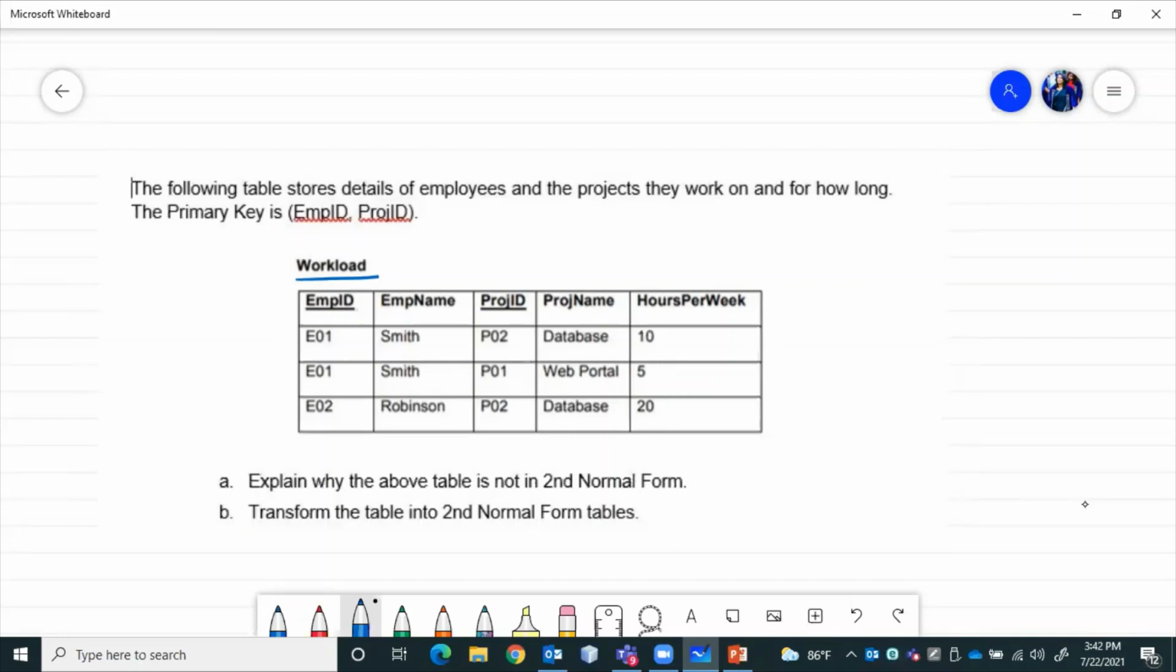Explain why the above table is not in the second normal form. Yes, got an answer: partial dependencies are there. Very good. See, the employee name is depending on the employee ID, and the project name is depending on the project ID. Hours per week is depending on both things. Transform the table into second normal form.